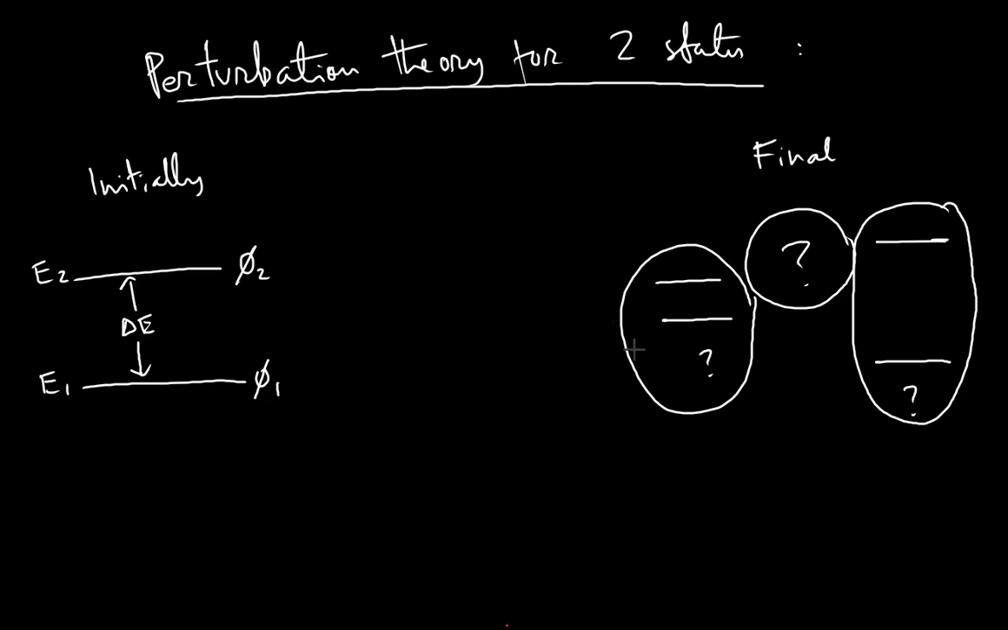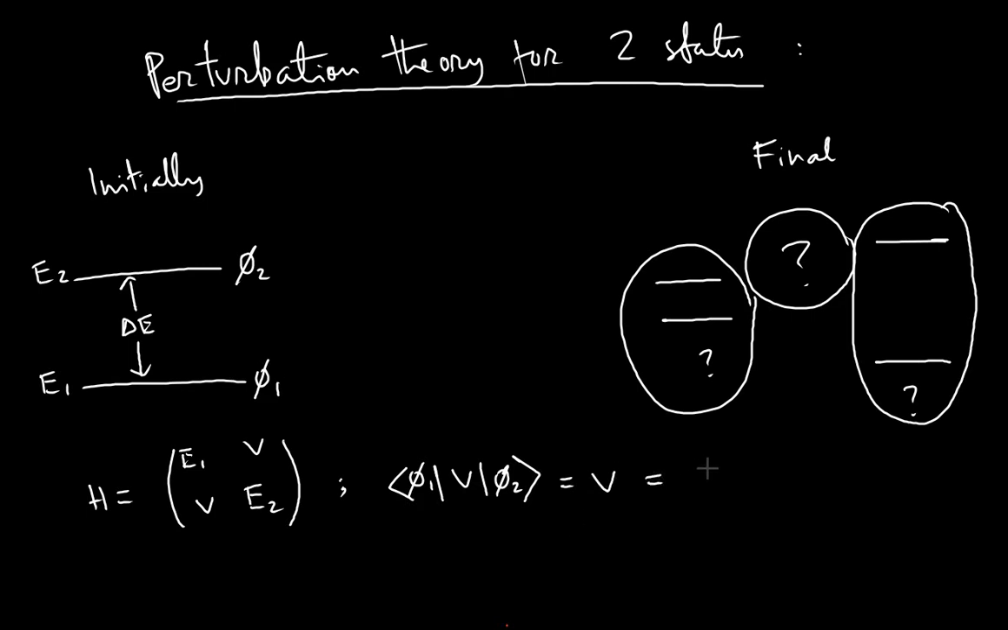Now, before I proceed, let me tell you that the total Hamiltonian we can write as H equal to E1, E2, and then there is the interaction V. So basically phi1 V phi2 is equal to V, and this is also equal to phi2 V phi1. Okay, now let's start the game.